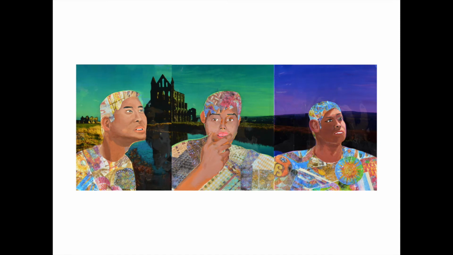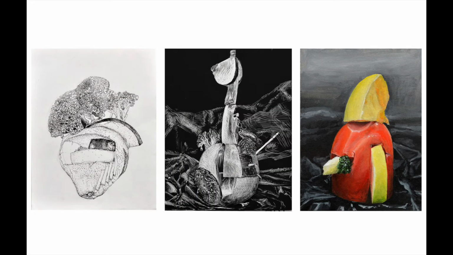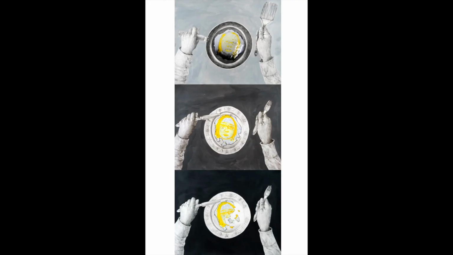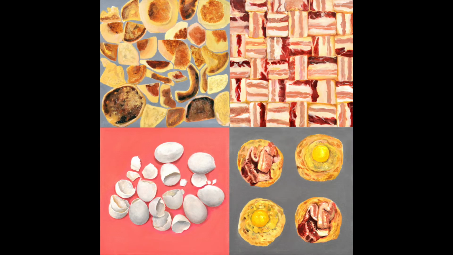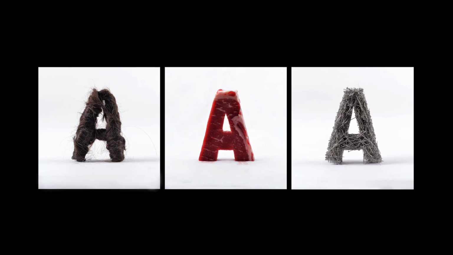Here we see a self-portrait triptych where the student used collage. This is a triptych using different mediums for each of the three pieces of sculptures that they made out of food. A mixed media self-portrait made on a plate in the shape and color of an egg and other breakfast foods. A sculptural letter egg made out of hair and then meat and then pins.